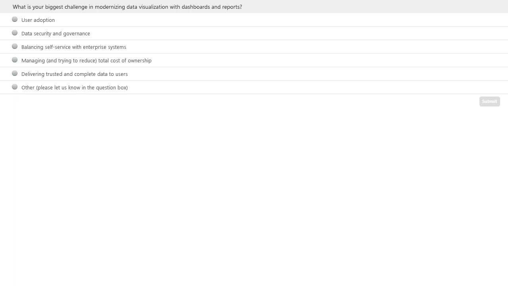Is it user adoption, just trying to get users to adopt the new technologies and use them effectively? Data security and governance, we often see that as a barrier, as I mentioned. Balancing self-service with enterprise systems, so trying to figure out what's the right relationship between the enterprise systems and self-service and getting the most out of both. Managing or trying to reduce total cost of ownership, so issues around bending down the cost curve and finding effective ways to reduce TCO.